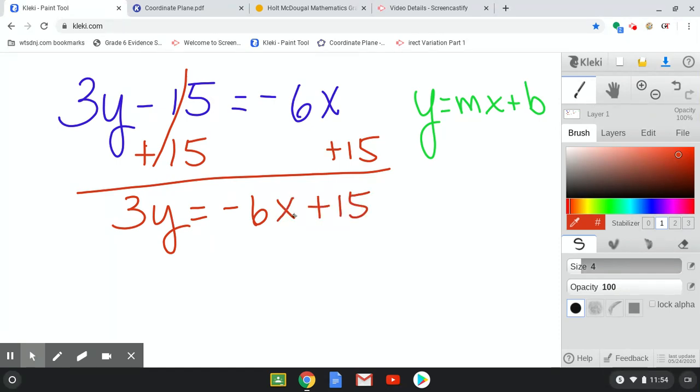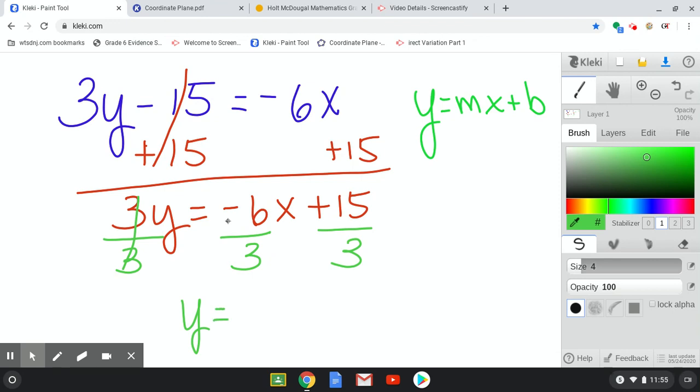Now, it's in slope-intercept form, but the problem is my y needs to be a 1, and it is currently a 3. So I need to divide all of my numbers by 3 in order for that y to become a 1. So I'm going to divide all of my numbers by 3. These 3s cancel, and my y is finally a 1y, which is what I want.